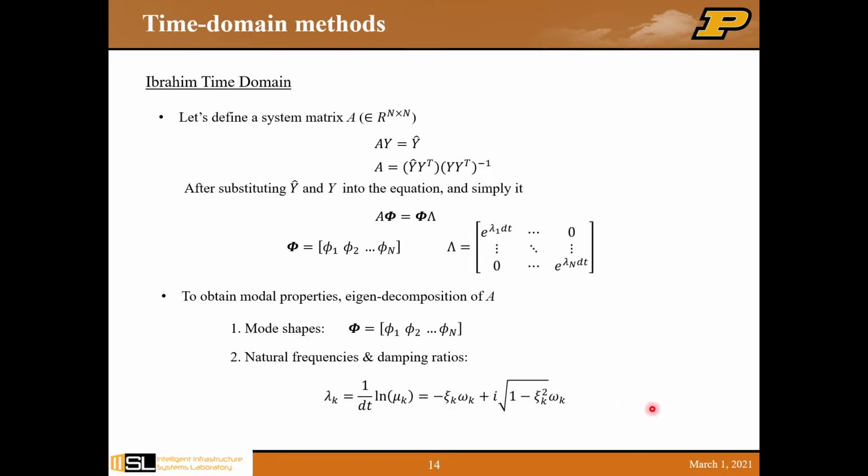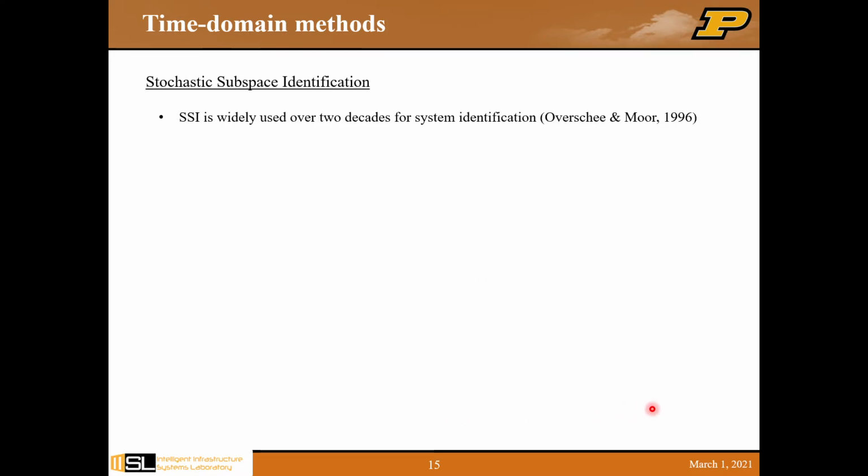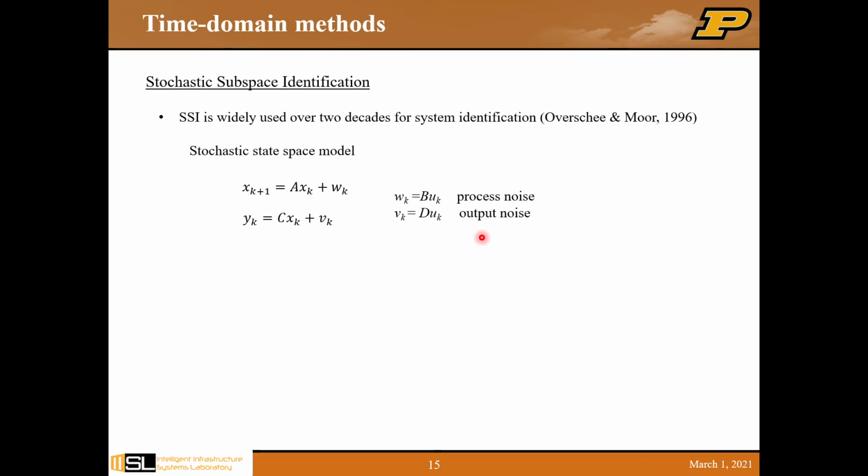The second time domain method is called the stochastic subspace identification method. SSI has been widely used for over two decades for system identification. It is based on the stochastic state space model. The unique part is that instead of having u_k as the input, it utilizes w_k and v_k to represent process noise and output noise. They are both considered as white noise processes.